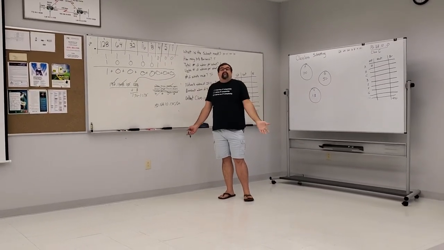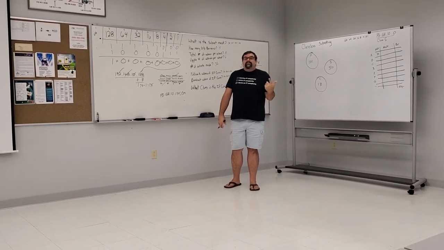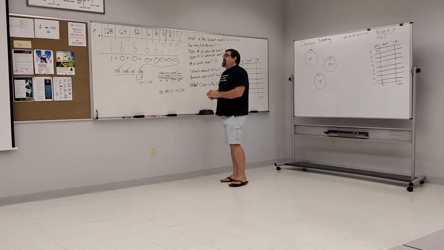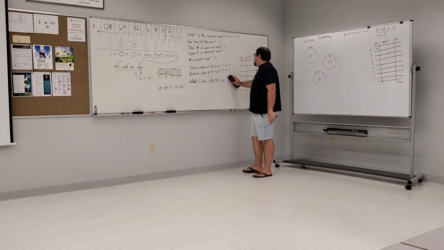Because remember, it's 255, so there's only one address that would work. And since there's only one address that'll work, then we know what those addresses are. So that's why I only focus on the fourth octet with a Class C.